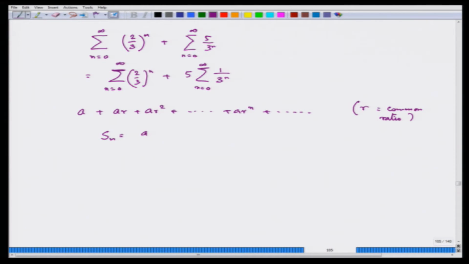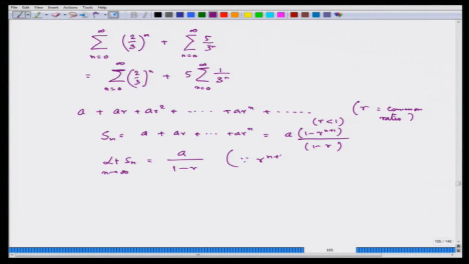Now, let me consider the case of a geometric series where R is strictly less than 1, basically a series of this form. Here R is 2/3, here R is 1/3. So, here you will have S_n equal to A plus AR plus up to AR^n. Then this is nothing but A into (1 minus R to the power n plus 1) divided by (1 minus R). Now, limit of S_n as n tends to infinity: because R is strictly less than 1, R to the power n goes to 0 as n goes to infinity. Of course, here we are taking the common ratio R to be strictly greater than 0.